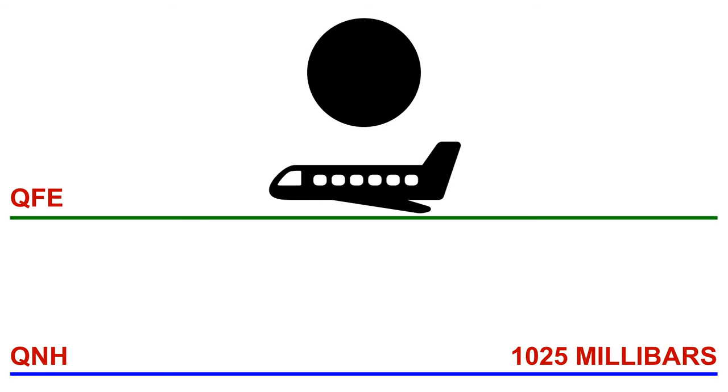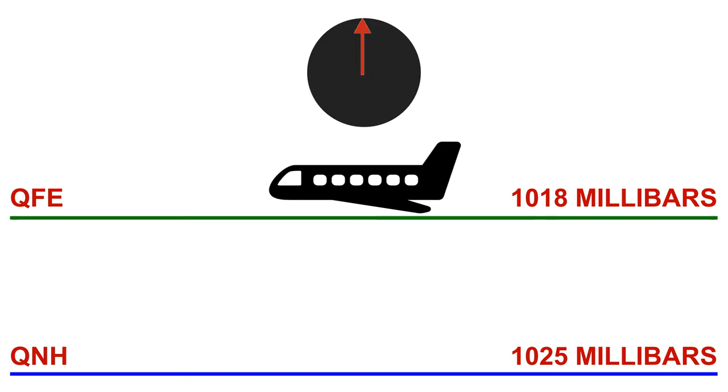The second datum we will look at is called QFE. QFE is the pressure measured at the airfield. Therefore, if the QFE is set on the altimeter, it will read zero on the ground. The reading on the altimeter with QFE set is called height.